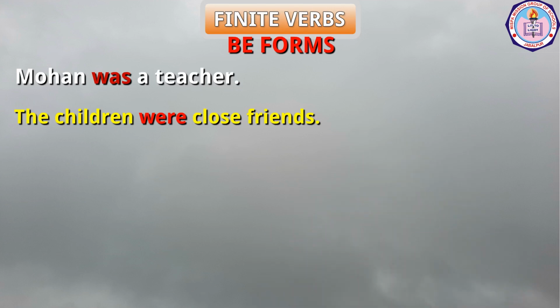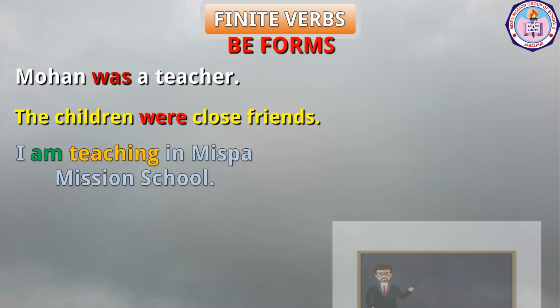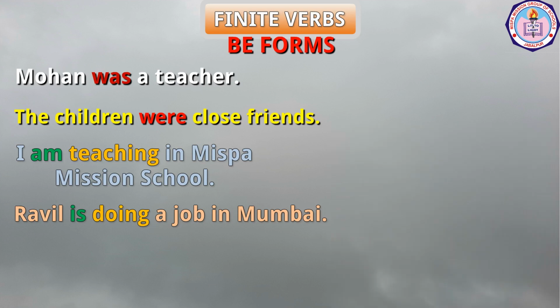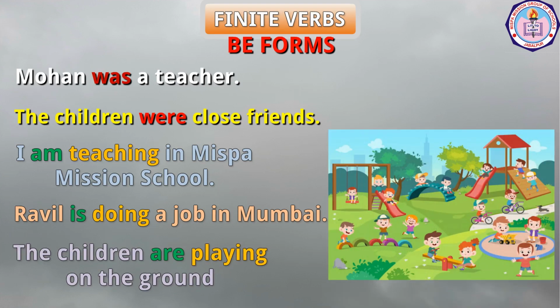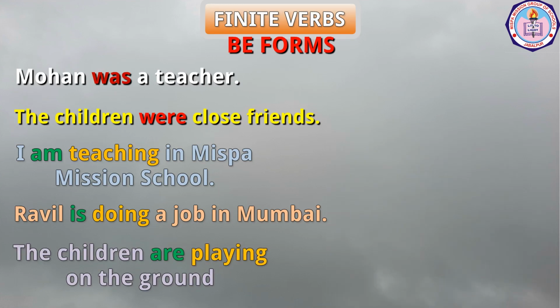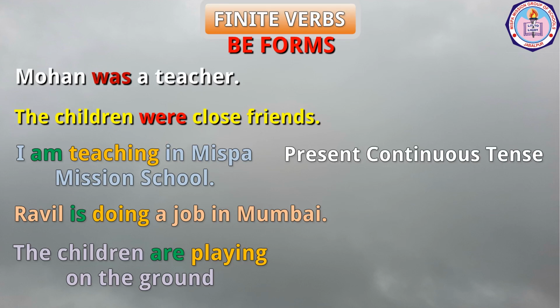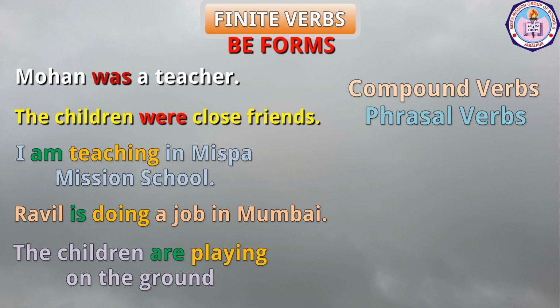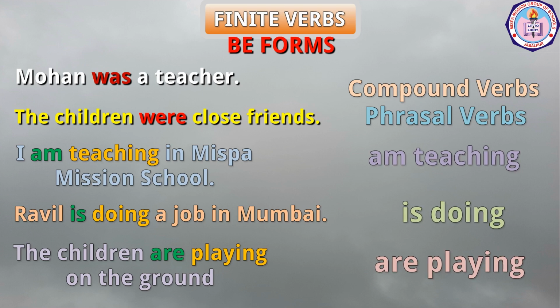Let us see how these verbs are acting as auxiliary verbs in these sentences. I am teaching in Miss Permission School. Ravil is doing a job in Mumbai. The children are playing on the ground. These sentences are in present continuous tense. In all these sentences, the verbs are compound verbs or phrasal verbs. Am teaching, is doing, and are playing are standing together as the verbs of these sentences.